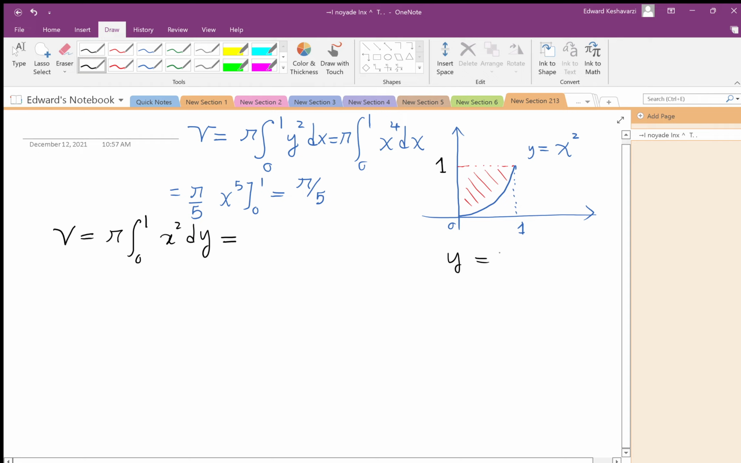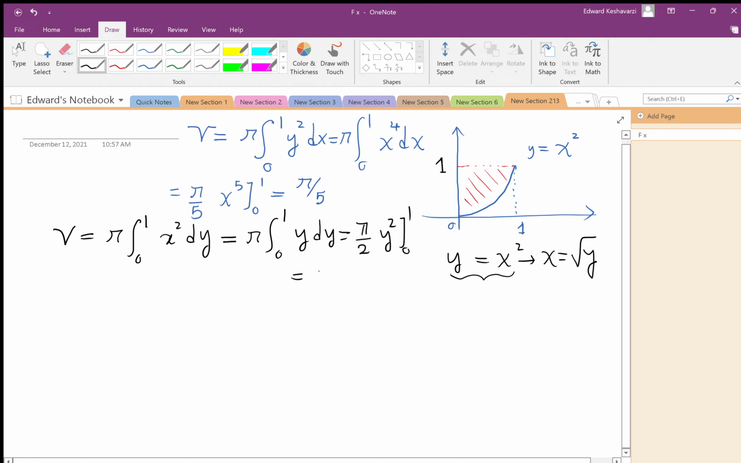Since you have y equals x squared, we are going to isolate x, so x becomes the square root of y. Therefore, we are going to replace x squared actually with y. I shouldn't have isolated x because we are looking for x squared, and x squared is directly equal to y. So it becomes pi over 2 y squared from 0 to 1, which becomes pi over 2. Simple.